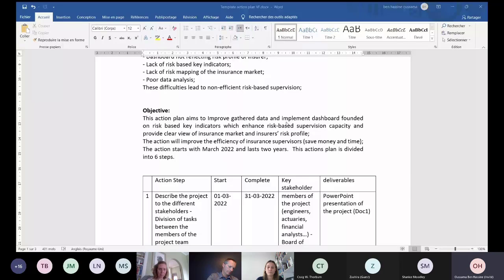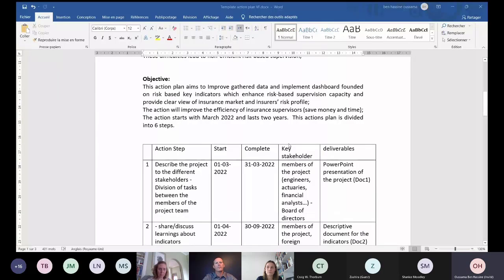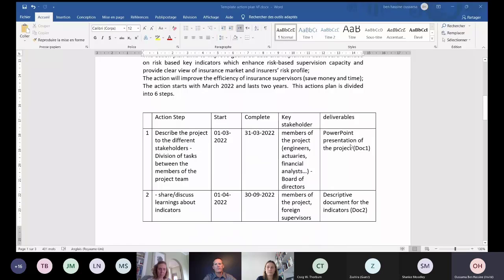So our action plan is divided into 6 steps. The first one is to describe the project to the different stakeholders and divide tasks between the members of the project team. This step will start in March and it will last 1 month.